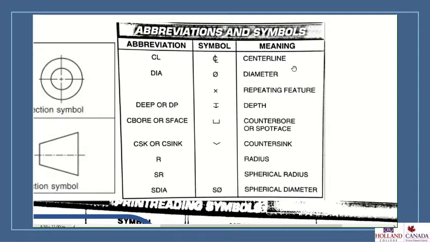Some abbreviations and symbols that you'll come across quite regularly. So our center line, diameter, a repeating feature. So you might have a hole drilled and it'll say 4 times. Depth, counterbore or spot face, countersink. Radius is marked with an R, so R9, R12, etc. Spherical radius would be SR9 or SR12. And spherical diameter would be an S with the diameter symbol.